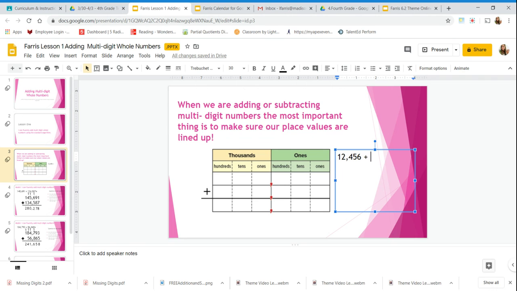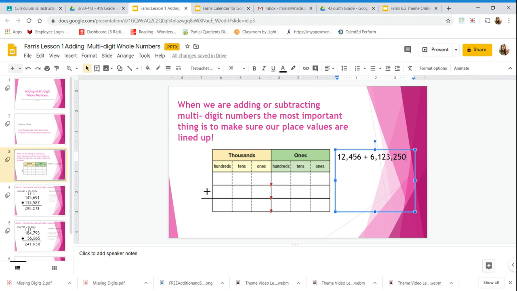So let's stick with our 12,456 and let's add that to 6,123,250. Now, when you're lining those numbers up, you need to make sure that you are starting on the right, that you are starting with the ones place. Otherwise, if I line those up starting at the left side, I'm going to be lining up the millions place with the 10,000 place, and that's going to mess up everything.